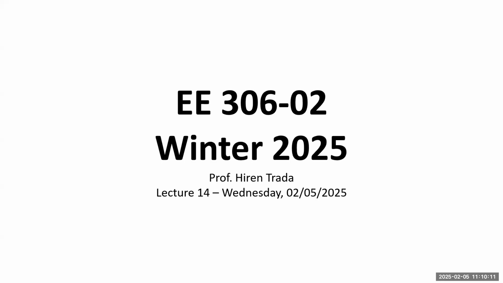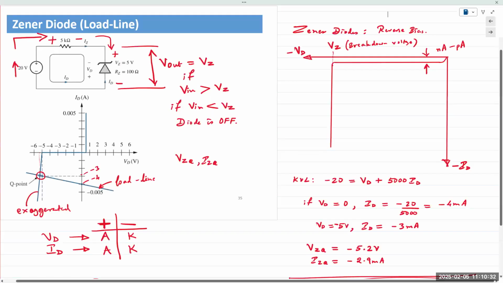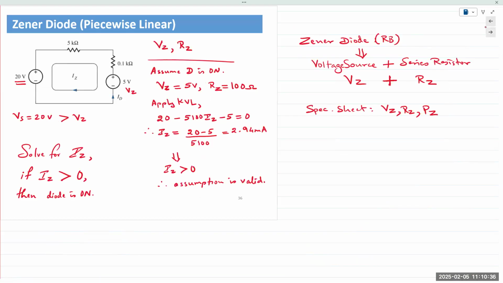Good morning. Let's continue our discussion about Zener diode analysis. So we perform load line analysis. Today we'll continue on with piecewise linear and then look at an application of the Zener diode as a voltage regulator. So load line analysis and then piecewise linear. I believe we stopped on this slide, right?